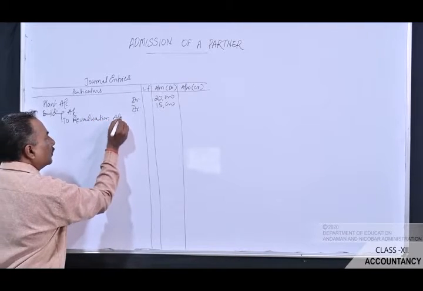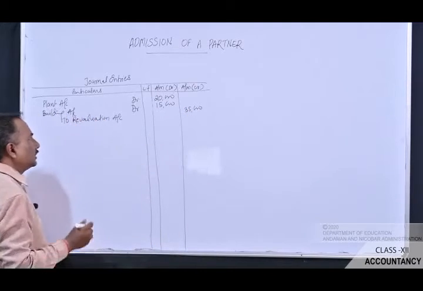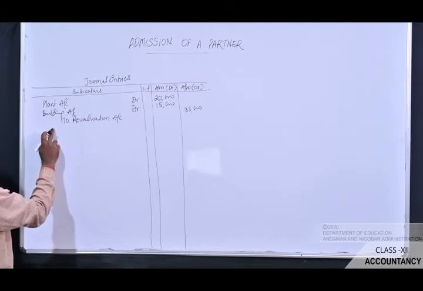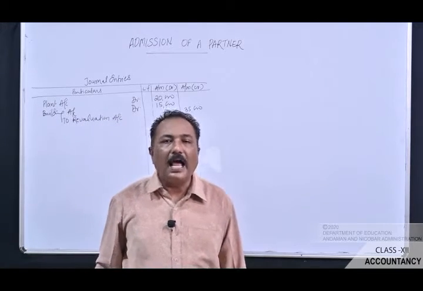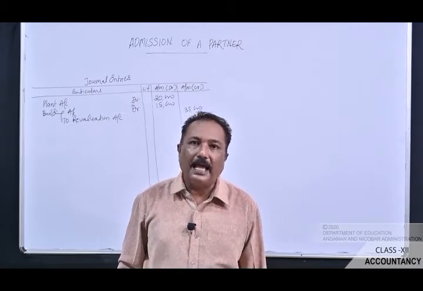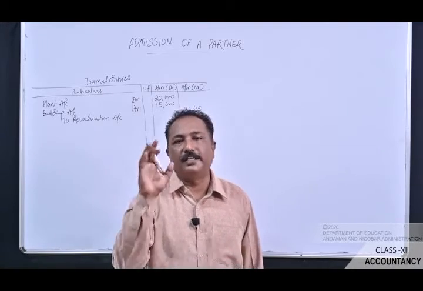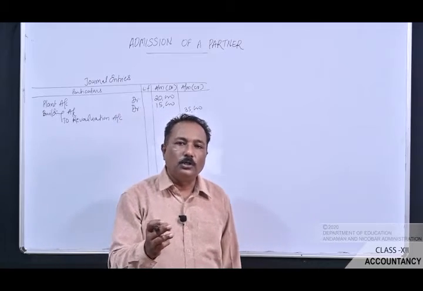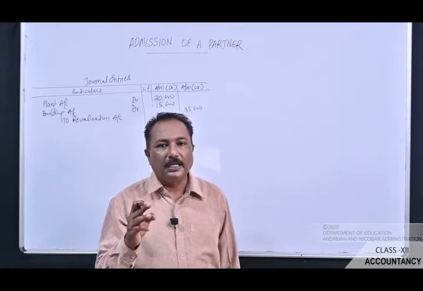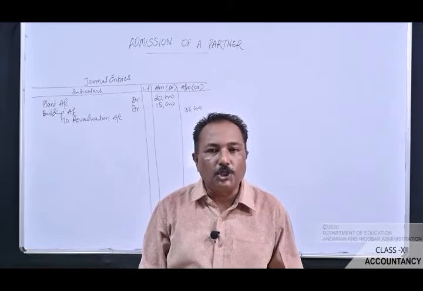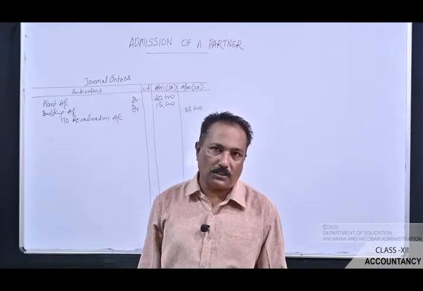Revaluation account, and here you have to write down as rupees 35,000. Here now you have to write down the narration. The narration will be: the value of plant and building has increased with rupees 20,000 and rupees 15,000. Now let's pass on to the next transaction, and it is stock is found overvalued by rupees 4,000.